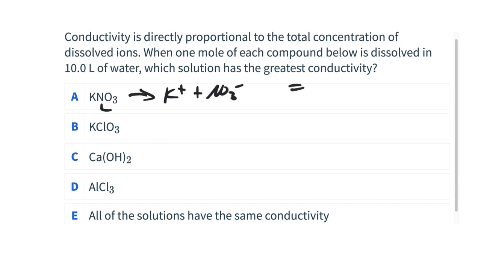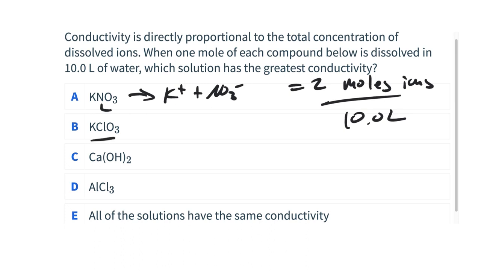Well, KNO3 gives us 2 moles of ions in that solution. And then we have that over the 10 liters. So if we're thinking of our ion concentration, it would be 2 divided by 10.